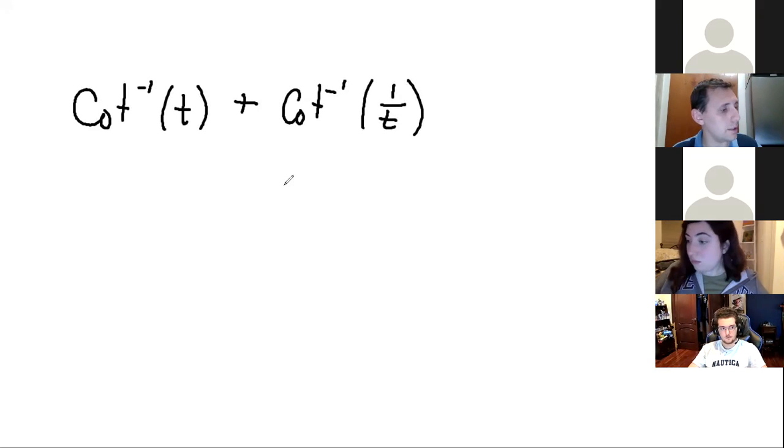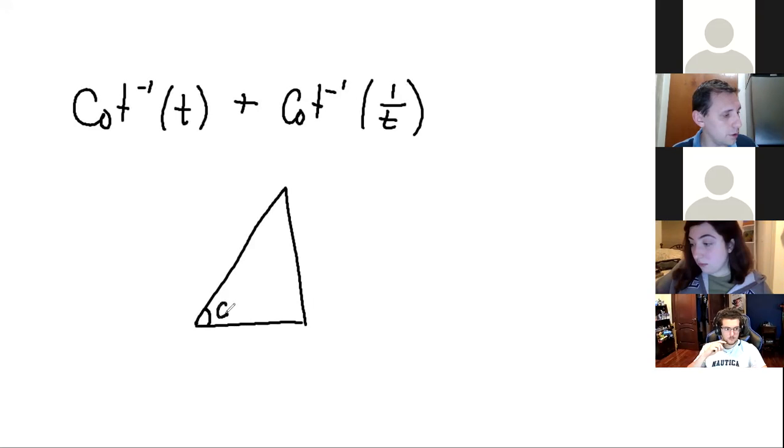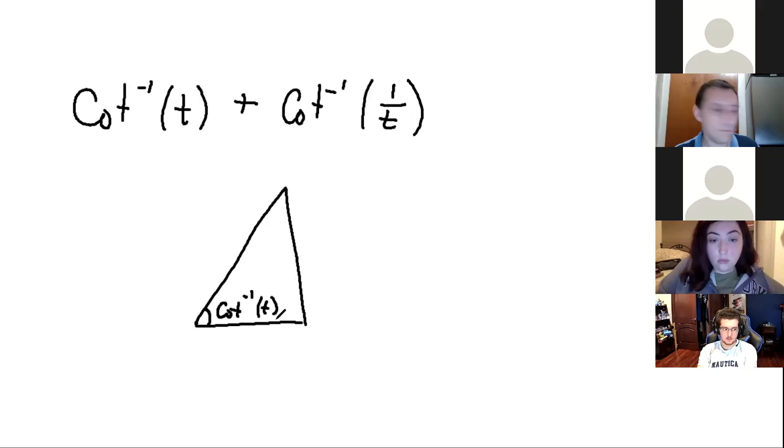So let's look at a triangle. What is that about? So if I take this angle to be cotangent inverse of t, what does it mean? Help me please write the remaining sides. If this is cotangent inverse of t, where do I look? What do I write?